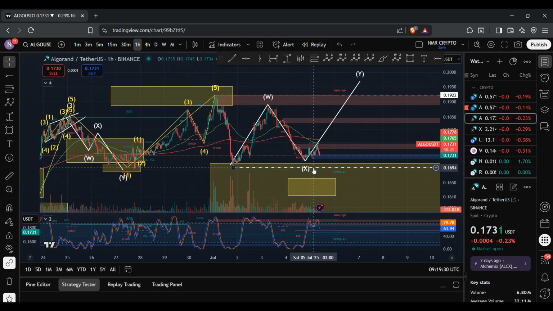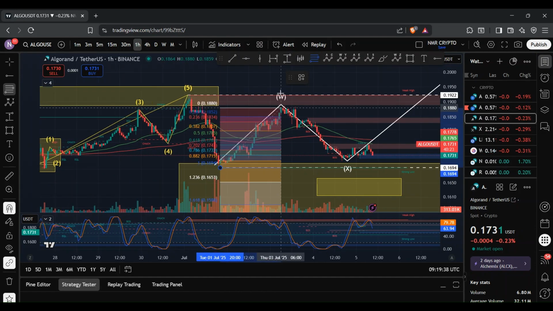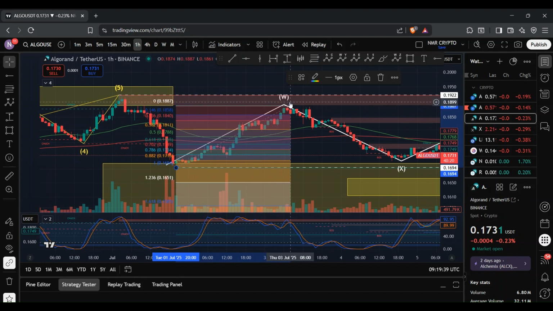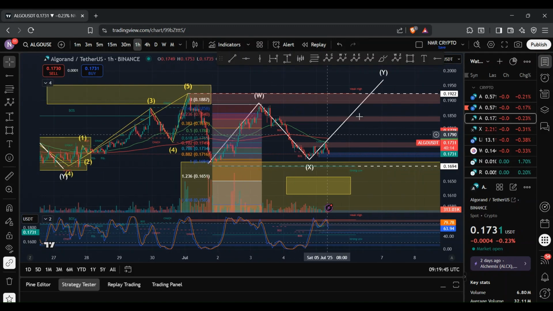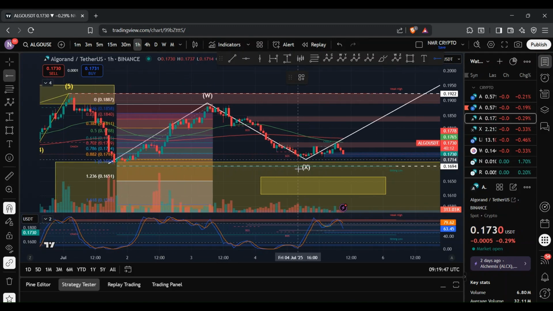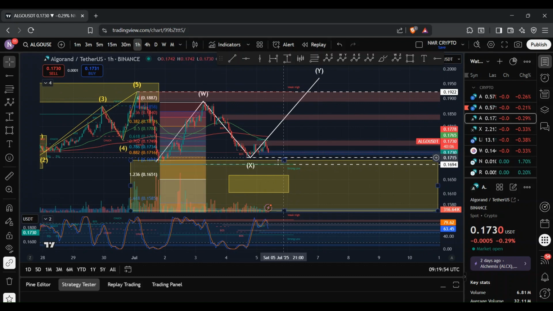And this X wave would typically retrace anywhere between 50 to 80.2% of the W wave. So using the Fib tool, you can see that the 88.2% retracement level sits at 17.16 cents. And we ended up reaching 17.14 cents, so slightly deeper than the 88.2% retracement level. And so it will be interesting to see if the bottom is set at this level and then we see that continuation to the upside.